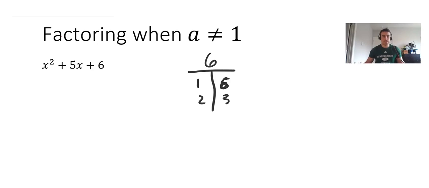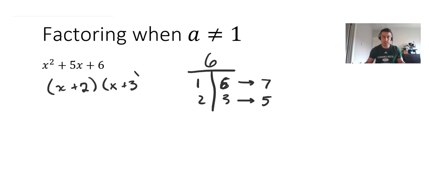1 times 6 is 6, but if we add them together, that's equal to 7. If we do 2 times 3, they multiply to get 6 but add to get 5, which is exactly what we want, right? So that's pretty simple. Now we can just write the factors like this. So we factored it just by doing some quick calculations. And that's when A is equal to 1, meaning when we see nothing in front of the x squared, we know that's a 1.